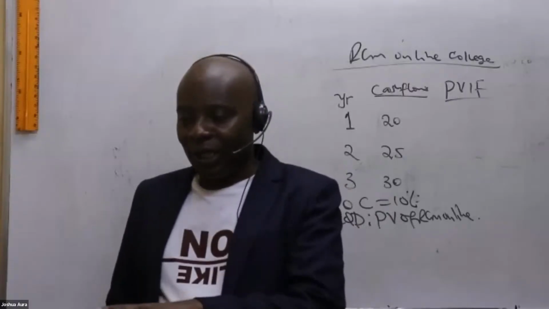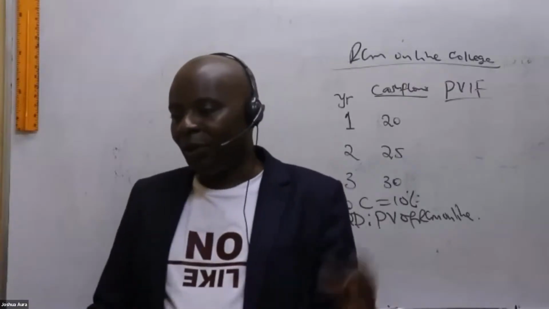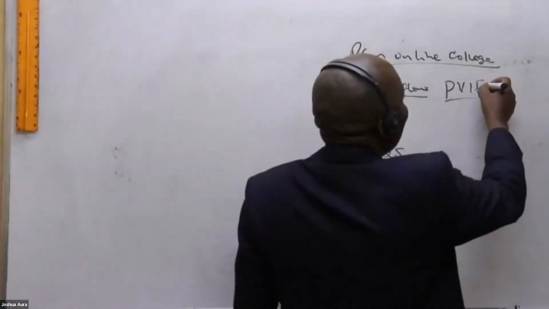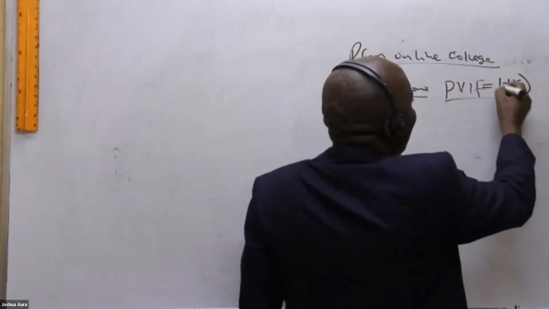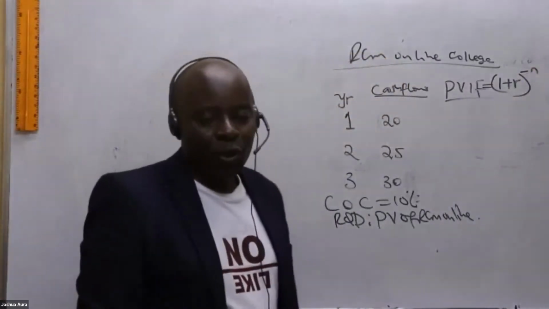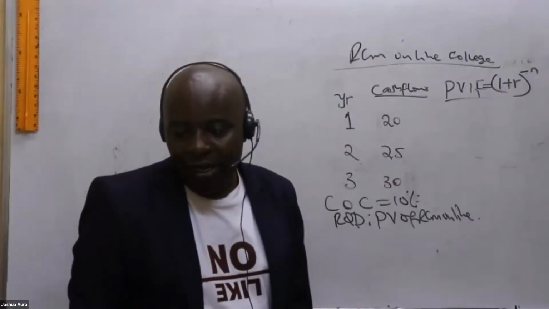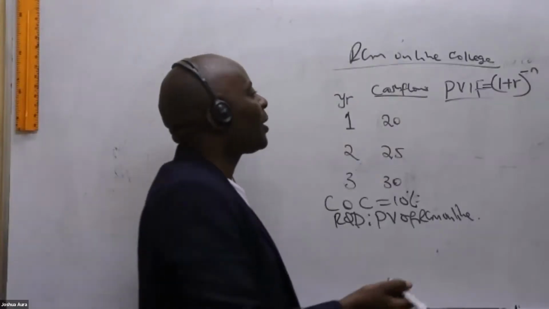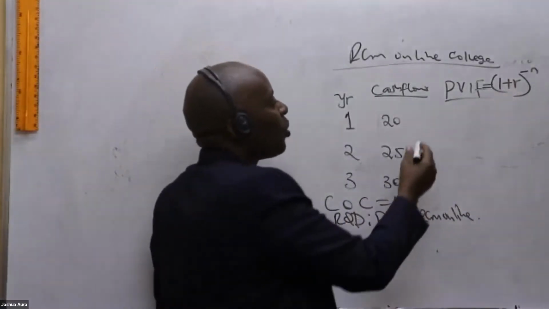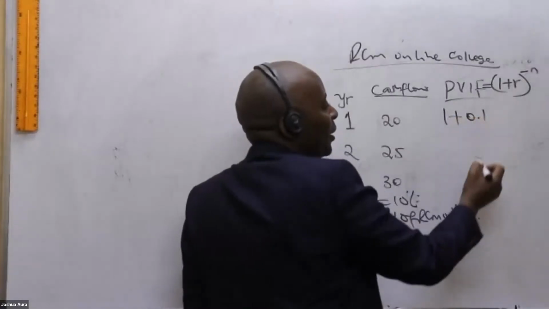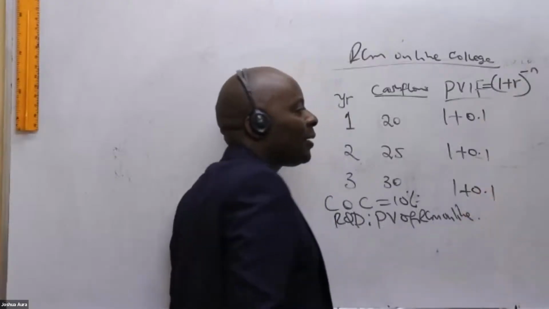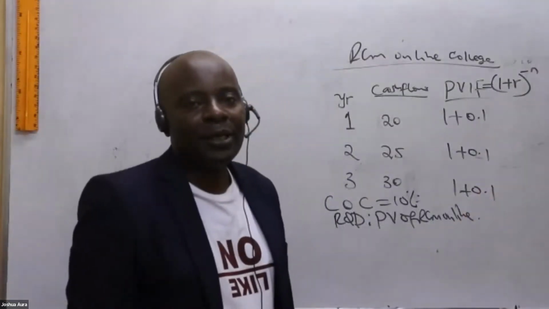We can use the tables, yes, but I want the formula because I have Excel. I will not be using the tables. Thank you so much. Somebody has reminded us that the PVIF is (1 plus R) raised to negative N. Present value interest factor is (1 plus R) raised to negative N. Remember R is the required return, the cost of capital. So you're telling me to say 1 plus 10%. 10% is the same as 0.1.